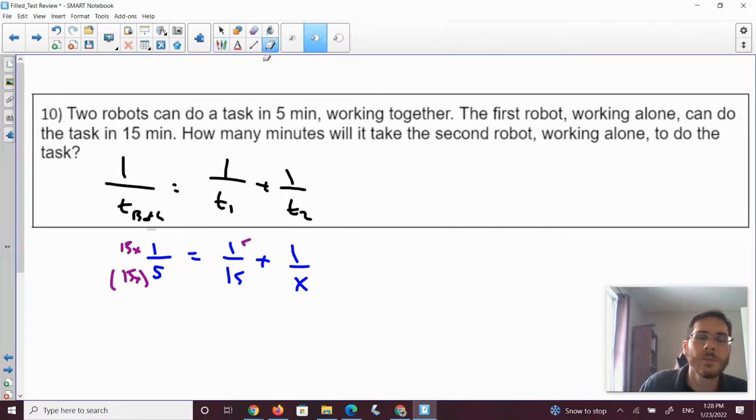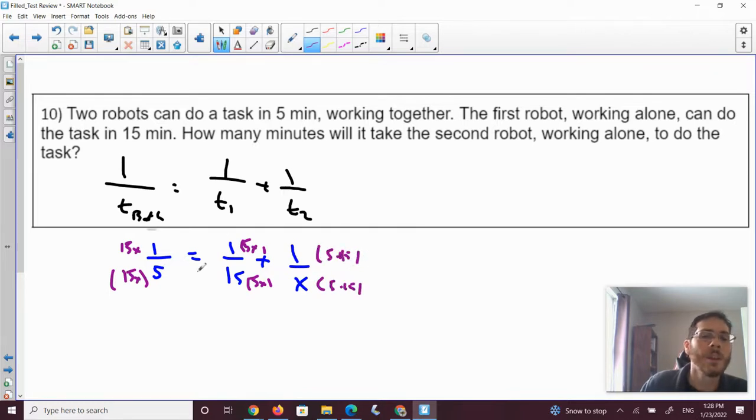Yep. So we got 5x, 5x. And then x is missing both the 15 and the 5. So 5 times 15, 5 times 15. All right, so this is going to give me all the denominators again. They all cancel out, which is nice.